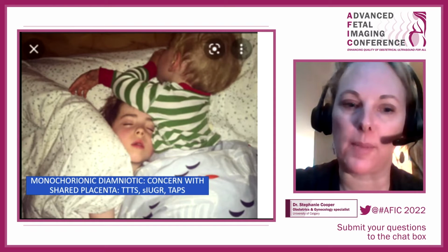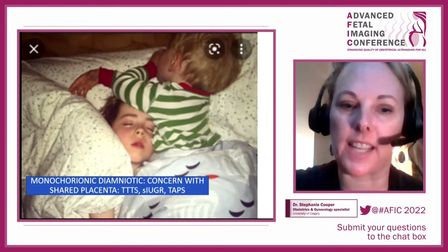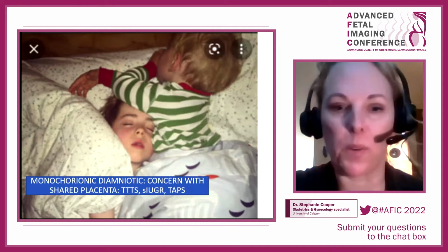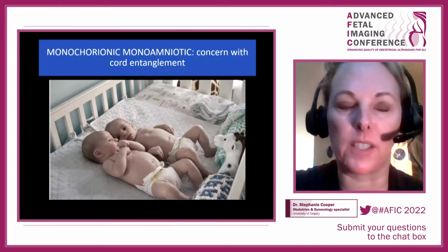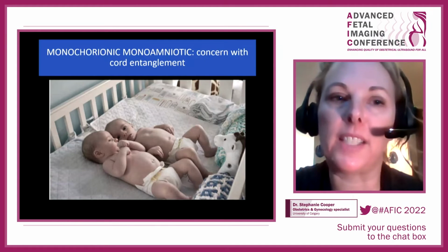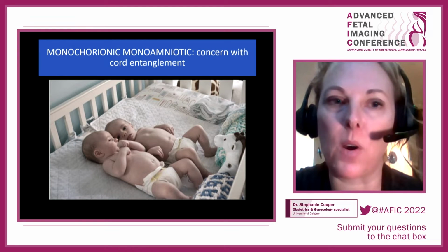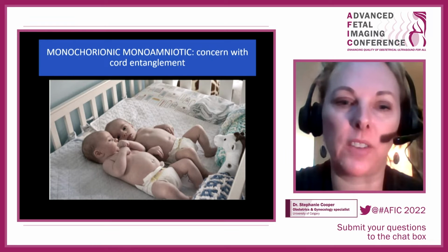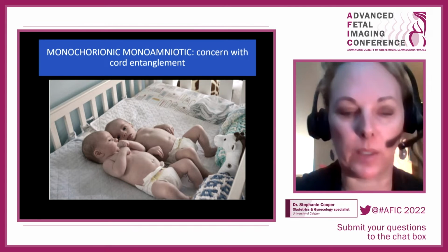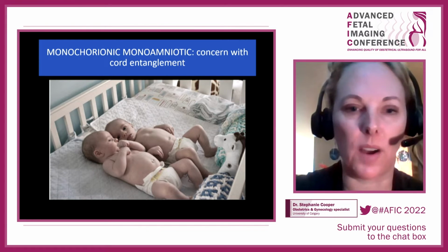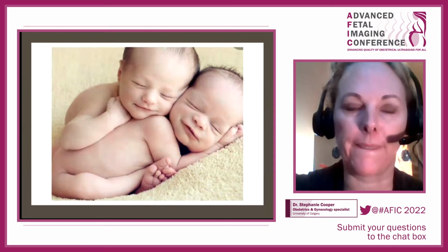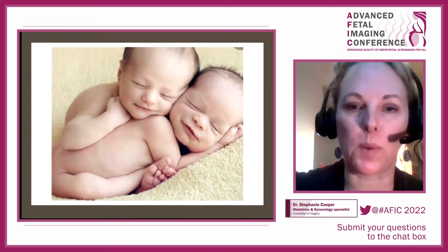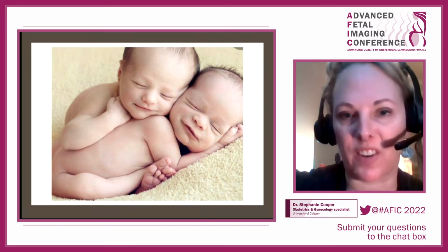And that's what the risks are for monochorionic diamniotic multiples: the concern with shared placenta, and also the connections and the blood flows between those two. And then the monochorionic monoamniotic ones. The risk with these is that they're just floating around in a shared swimming pool, and they can twist and turn, and their umbilical cords can become tangled, which can lead to fetal loss. And then conjoined twins, which we're not going to talk about.